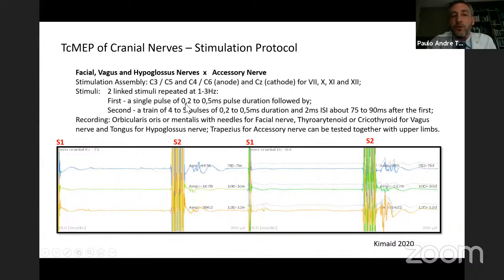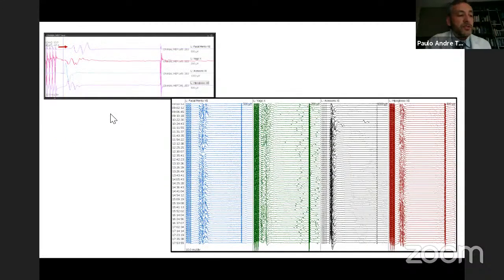First, I use a single pulse of 0.2 to 0.5 milliseconds, and second a train of 4 to 5 pulses of 0.2 to 0.5 milliseconds duration. I choose the intensity by knowing the threshold. I increase the stimulation until I have the peripheral response. If I have the peripheral response, I reduce it, and I know this is the threshold that I cannot pass. I use 30% of this intensity to obtain my central response.